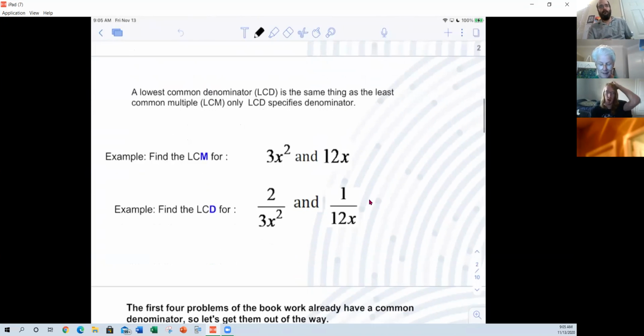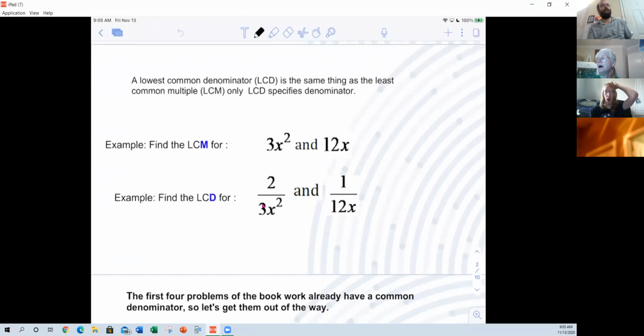A lot of times people get the lowest common multiple and the lowest common denominator mixed up with the greatest common factor. It's totally the opposite kind of thing. An LCD and an LCM are really exactly the same thing, except LCD is just referring to the lowest common multiple for the denominators. That's why it's called lowest common denominator.